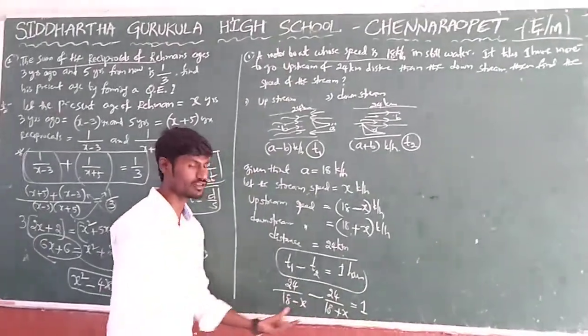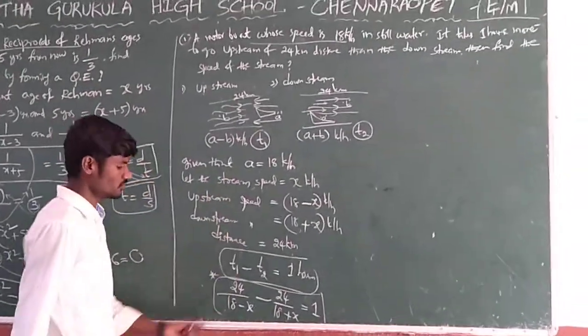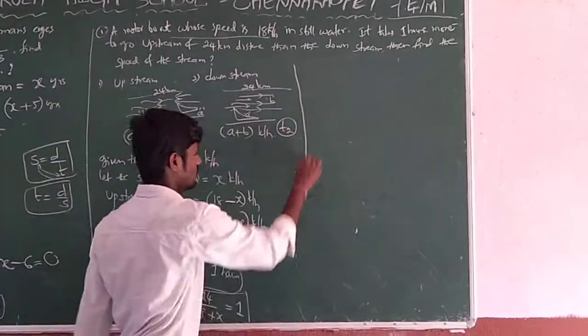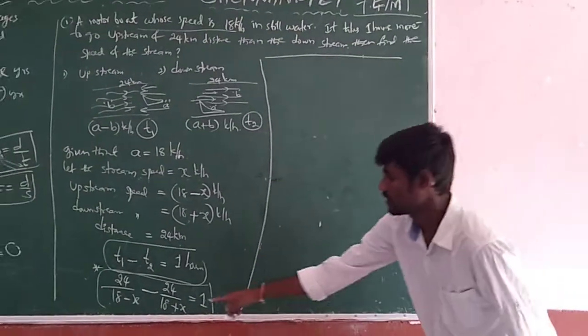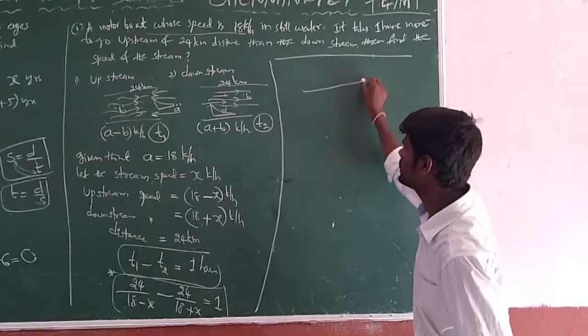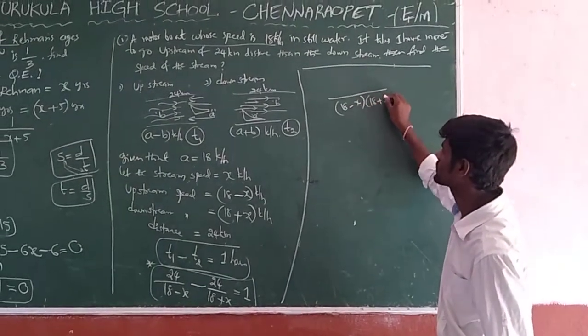So now this is the heart of the problem, important. Based upon this we will get a quadratic equation. So see the calculation part here. If you see the calculation, I will give up to some part. What do you have to take? Take the LCM of denominators. So 18 minus x times 18 plus x.